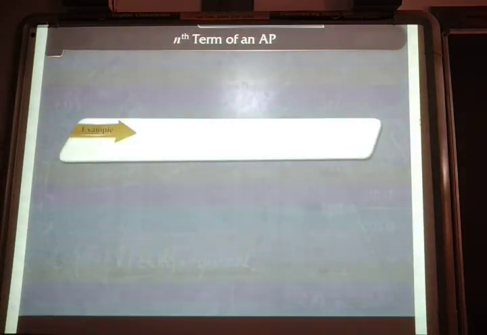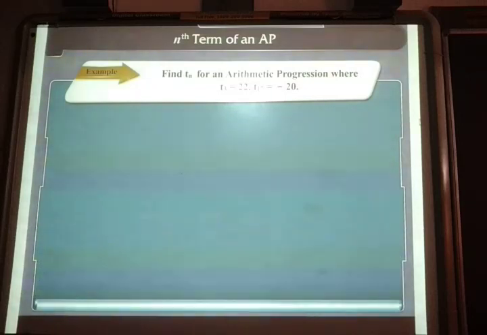Let us solve another example. Find Tn for an arithmetic progression where T3 is 22 and T17 is minus 20. We know that Tn is a plus n minus 1 into d. Therefore, T3 is a plus 3 minus 1 into d, which is equal to a plus 2d. But it is given that T3 is 22. Therefore, a plus 2d is equal to 22. Let us denote it as equation 1.